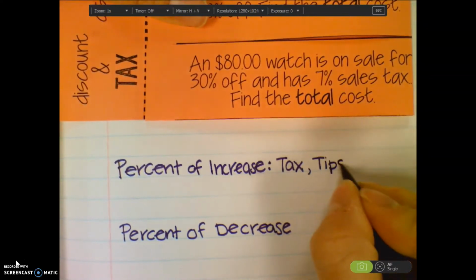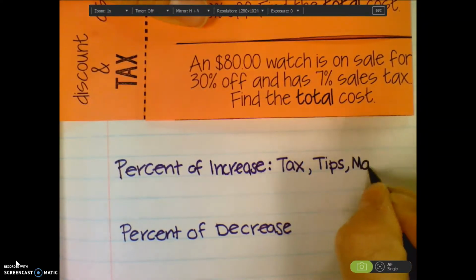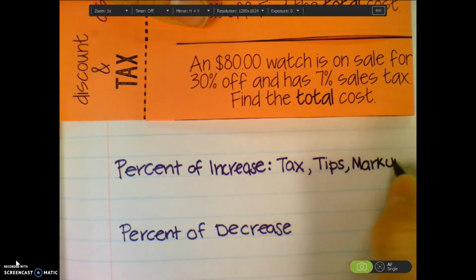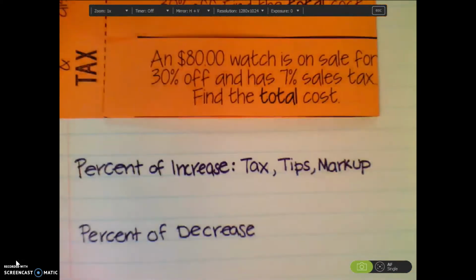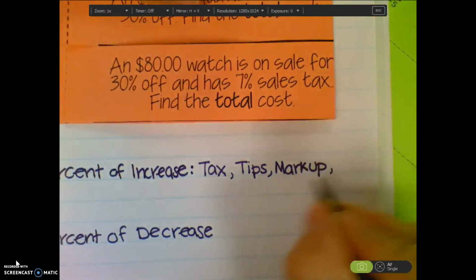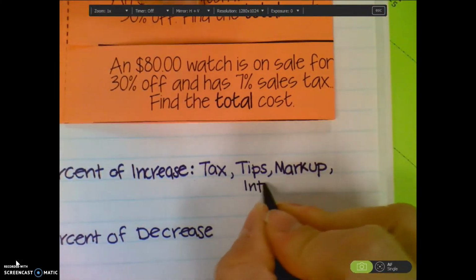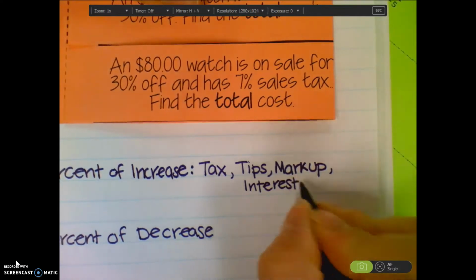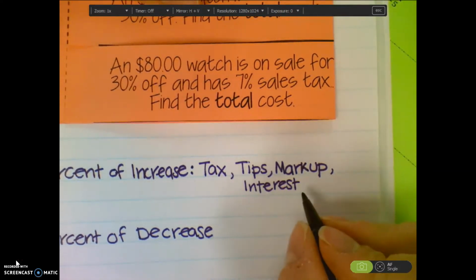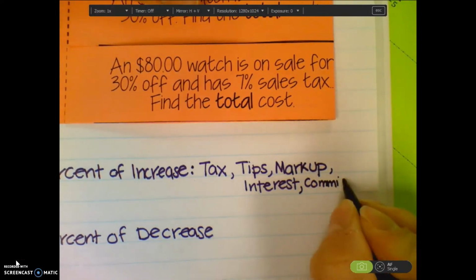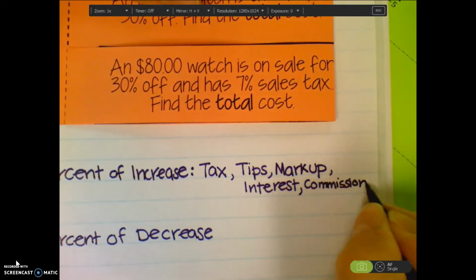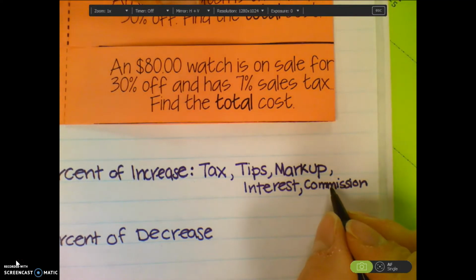Doing tips. We've already seen and talked about markups. But those are some examples of, oh, and I have one more that I just thought of. Another one would be interest. Interest is money that you earn on banking. Oh, another one that just came to mind is commission. And commission, actually I think there's only one M in commission.